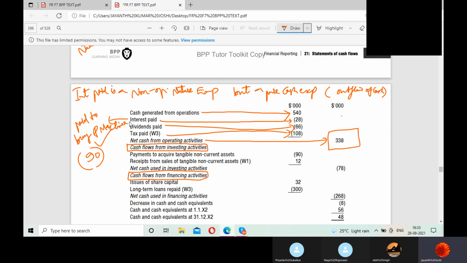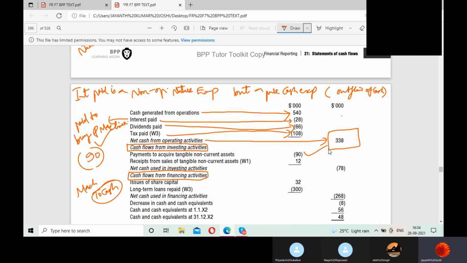So what is the journal entry for this? Machinery to cash. So cash has gone out. So I have written 90 here. Everyone, please tell me, is it clear to you? Yes, sir.